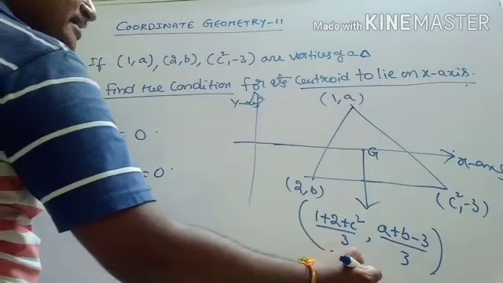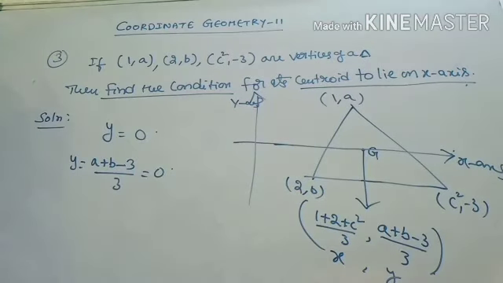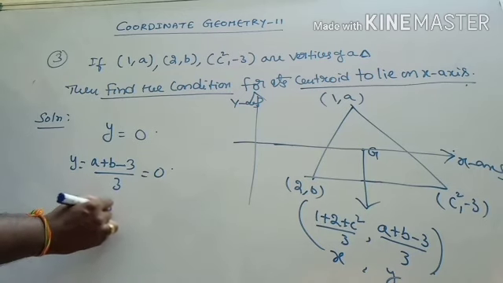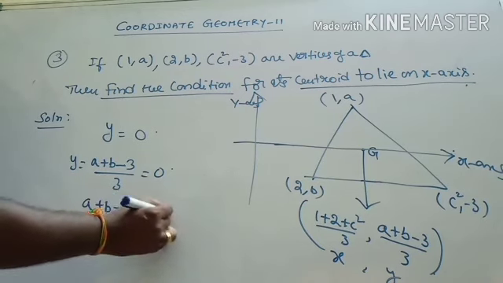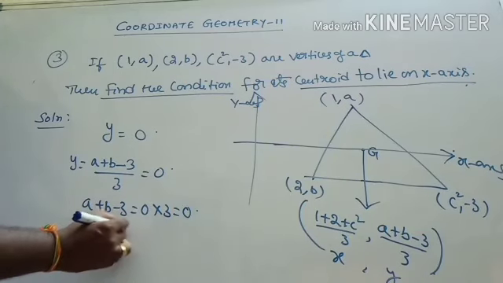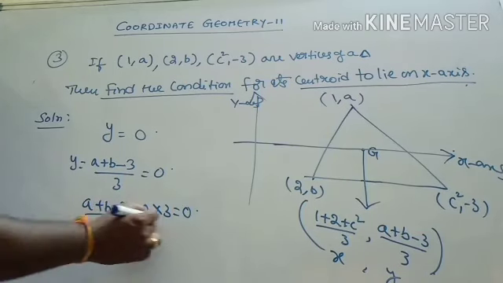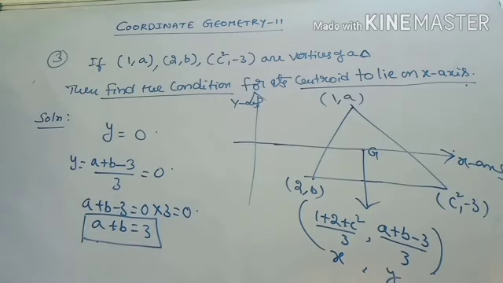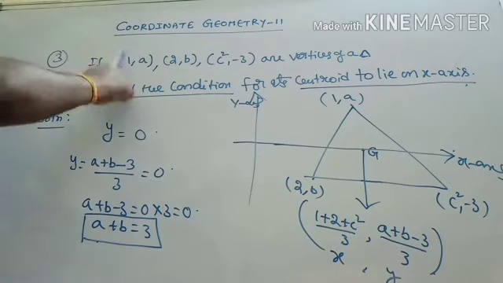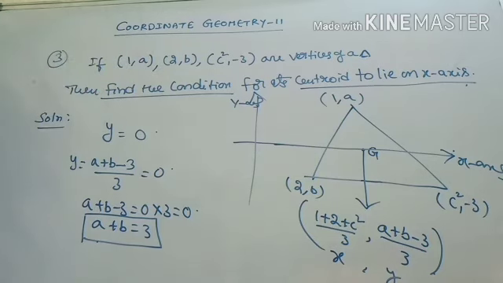This is actually x and this is y, and you know that if it lies on the x-axis, the y value becomes 0. Therefore you have a plus b minus 3 equal to 0 into 3, that is 0. A plus b equal to 3 is the condition such that the centroid lies on the x-axis if these three vertices of a triangle are given. Like this, we will be doing this particular problem. Very easy and very basic level problem, students, you can easily understand.